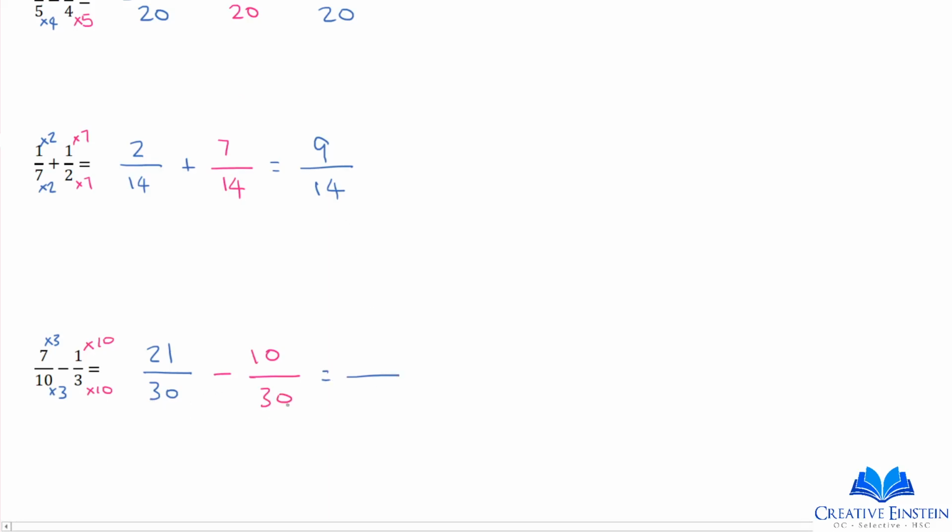Okay, so we've got 30, 30 for our denominators, so our answer is also going to be out of 30. 21 take away 10 gives us 11. Our answer is 11/30.